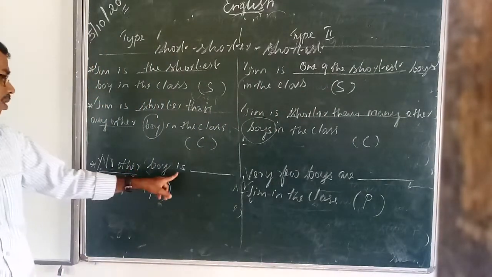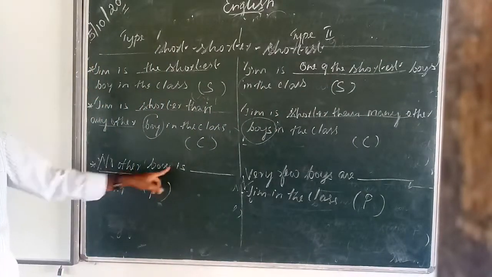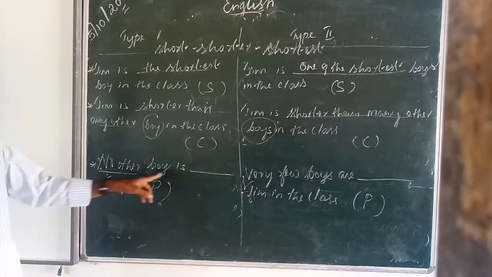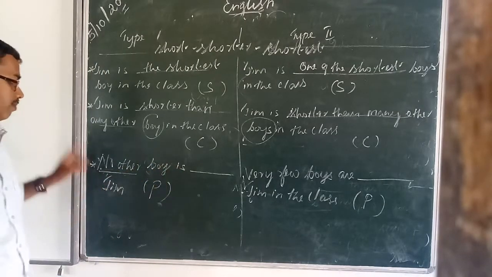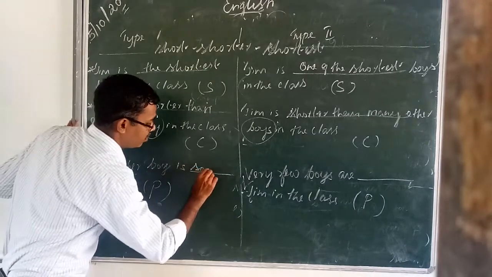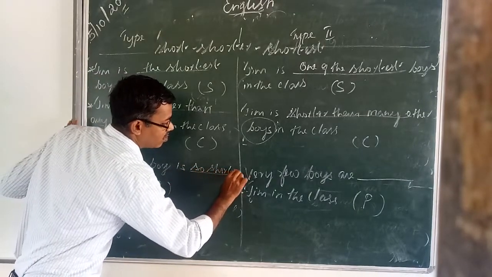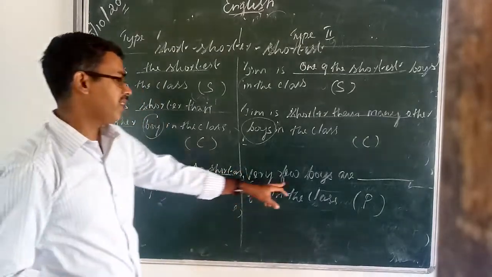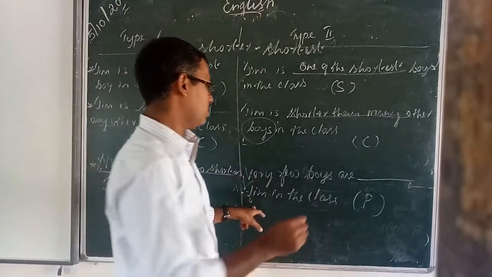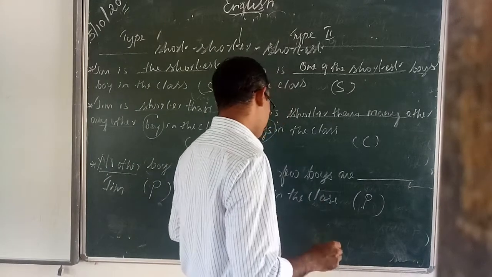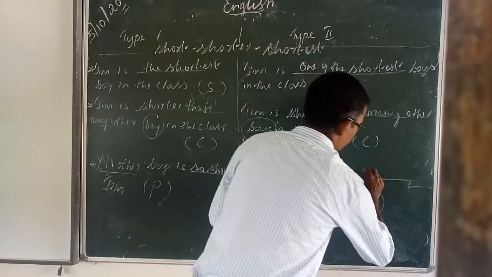Come to the next example. No other boy is dash as Jim. So for this, you use so or as Jim. Here, very few boys, or very few comes, insert as, as short as Jim.